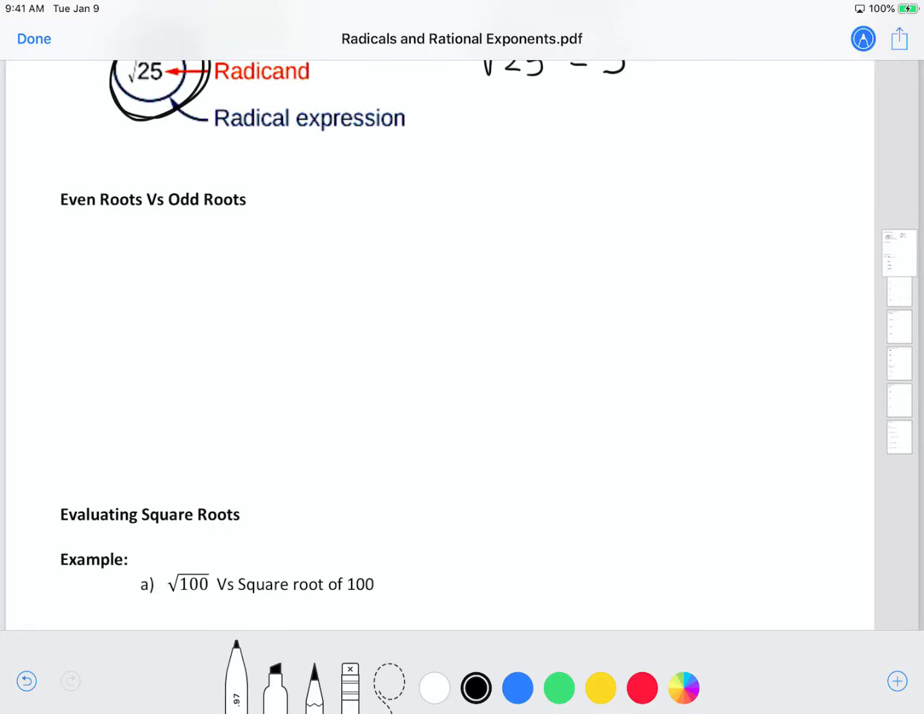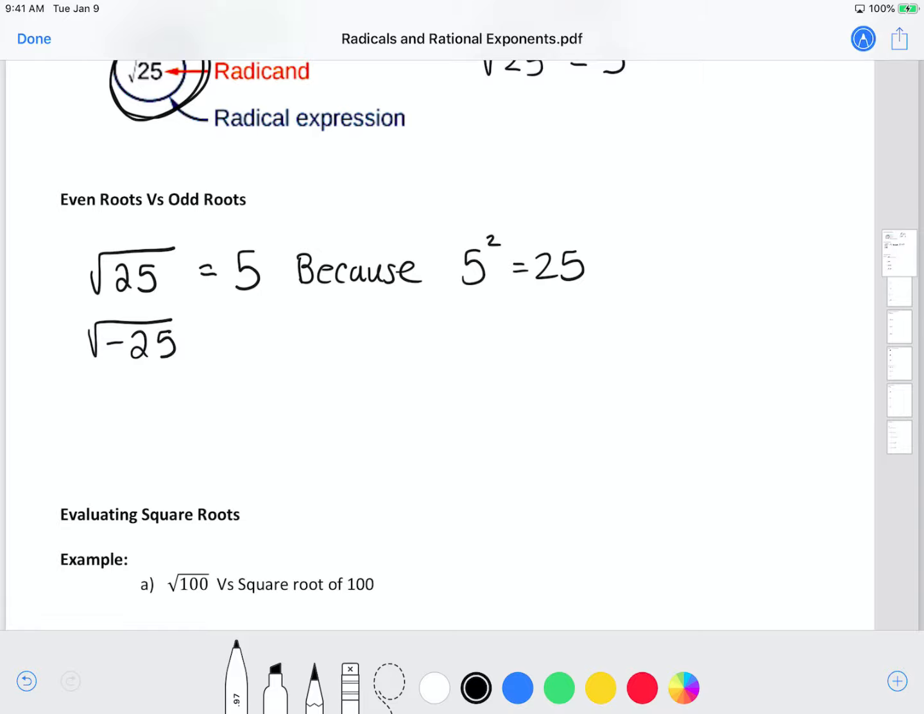There is a difference between even roots and odd roots. If I ask you to take the square root of 25, I would say that that is 5, because 5 squared is 25. If I asked you to find the square root of negative 25, this does not exist because there is no number that when I square it, I would get negative 25.